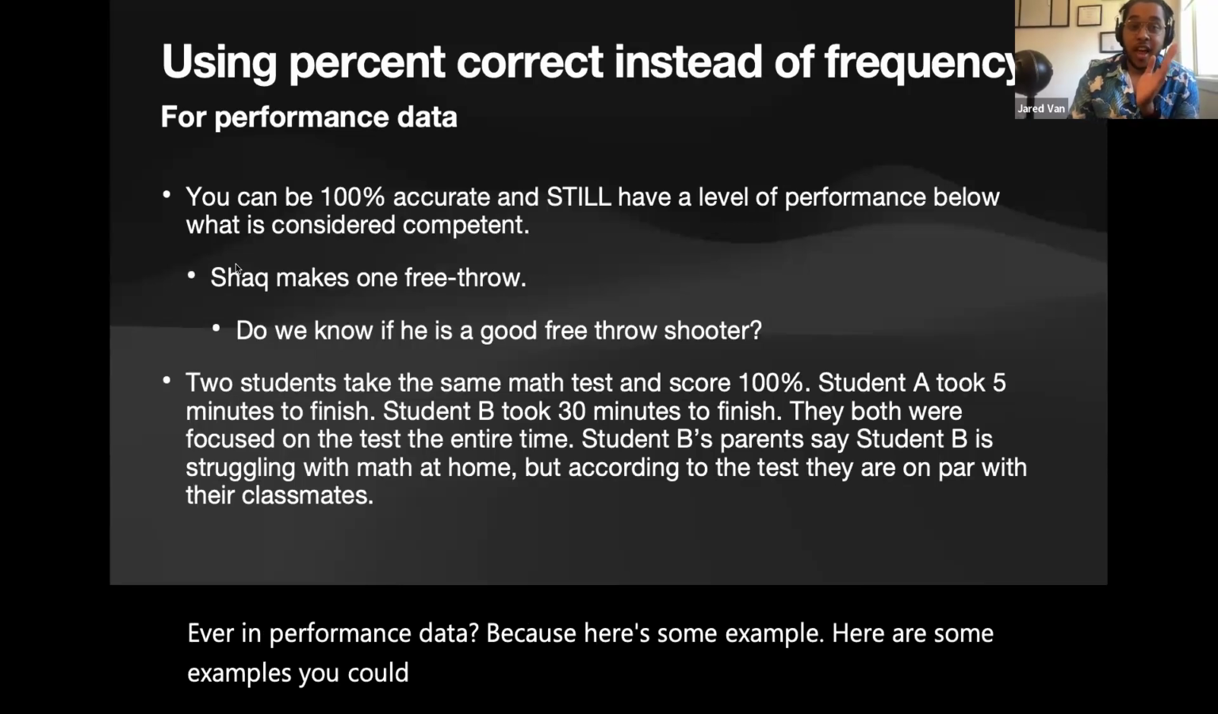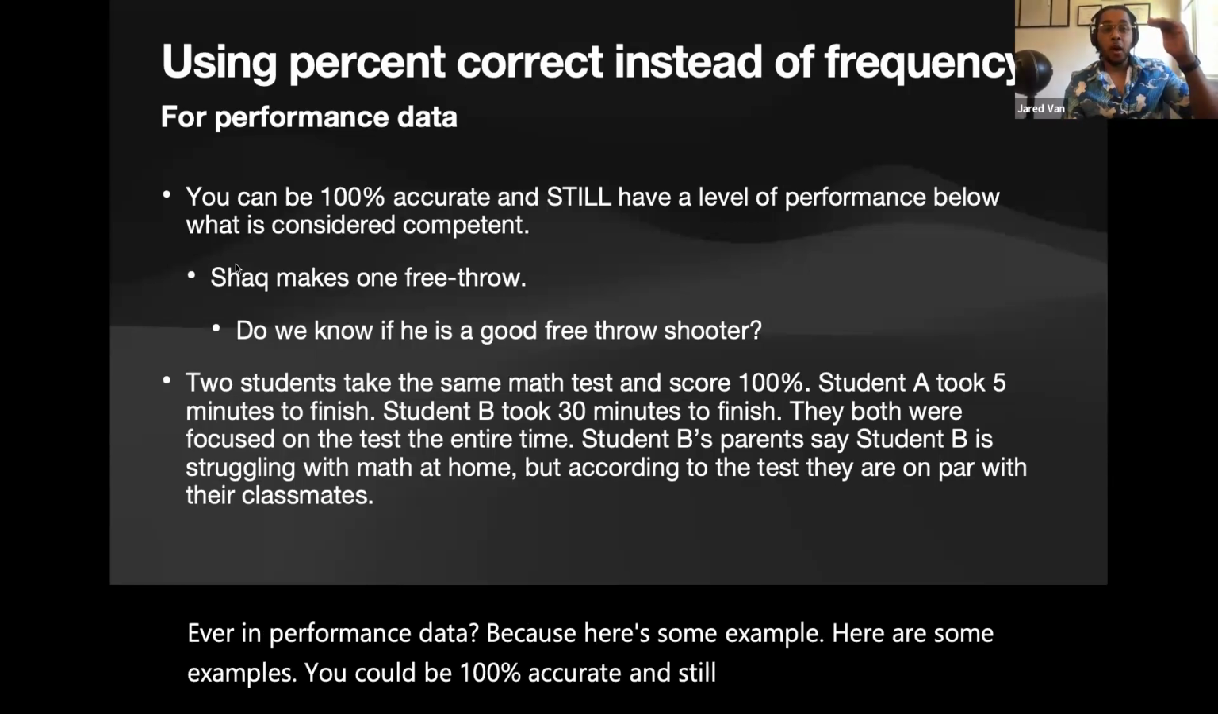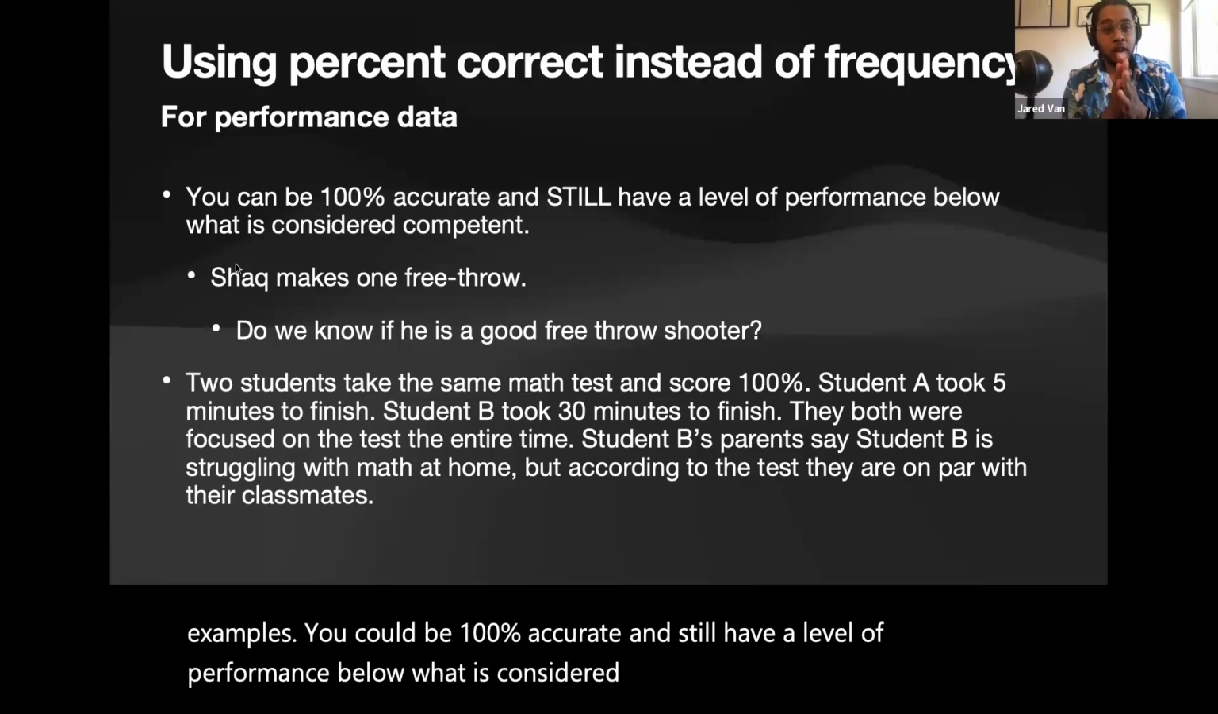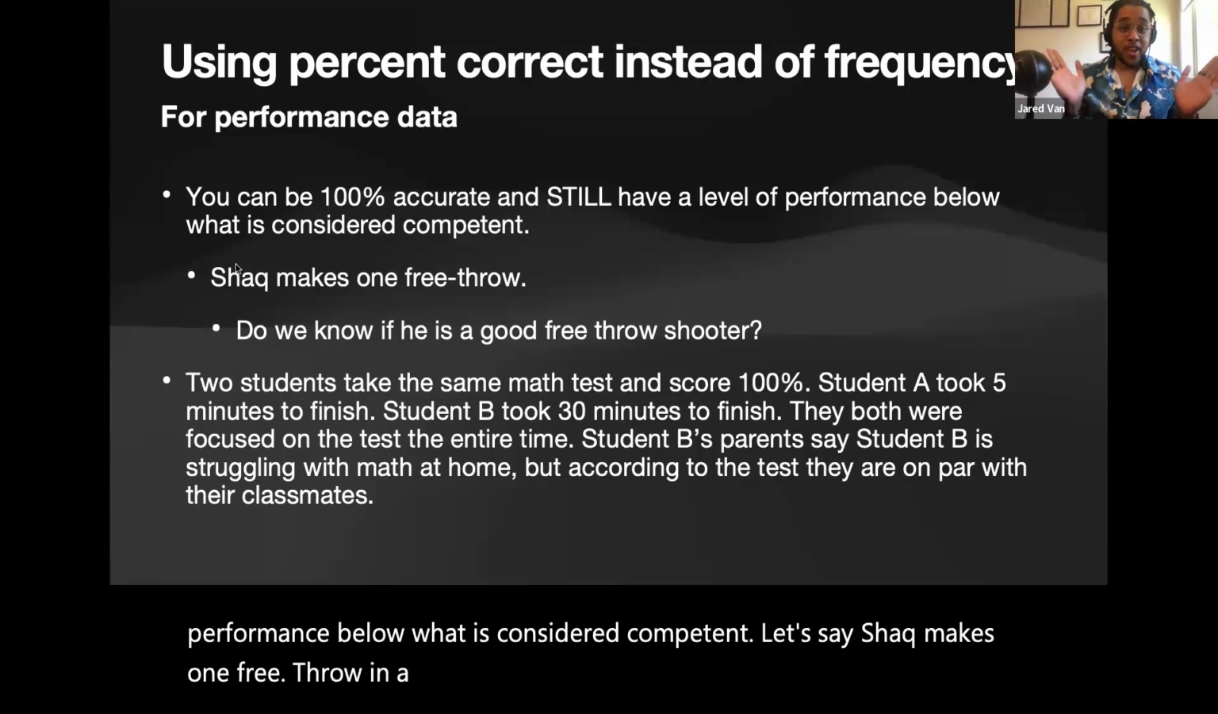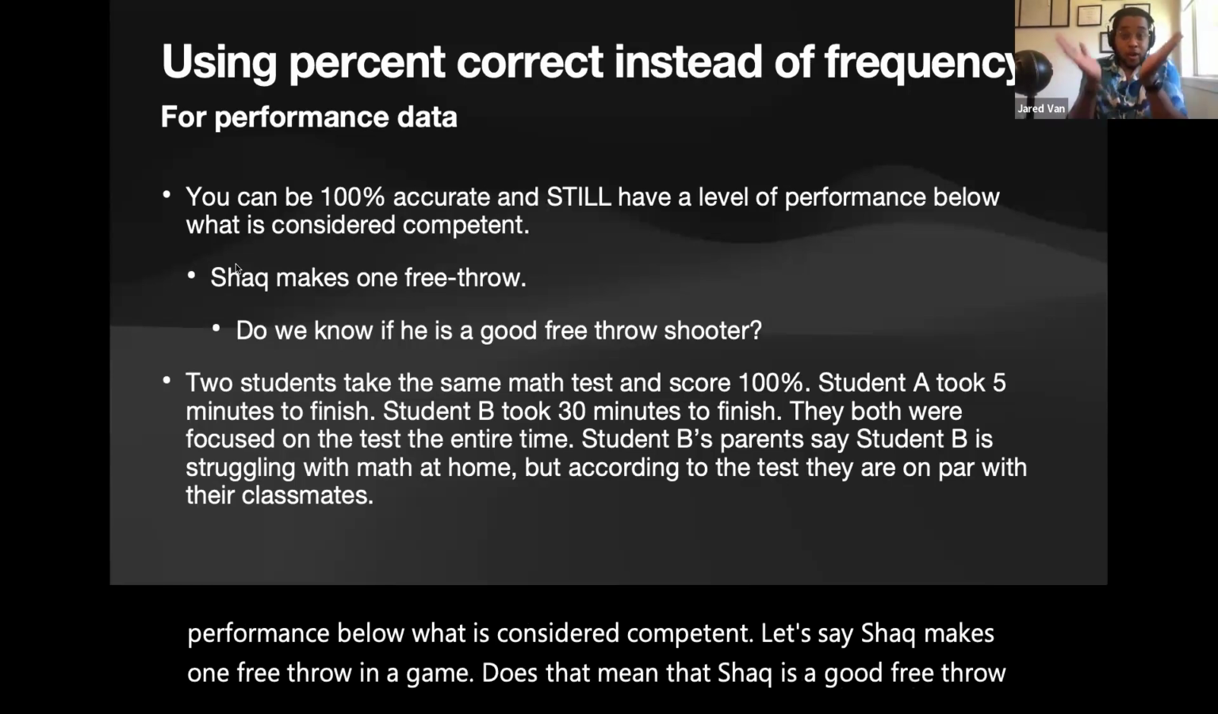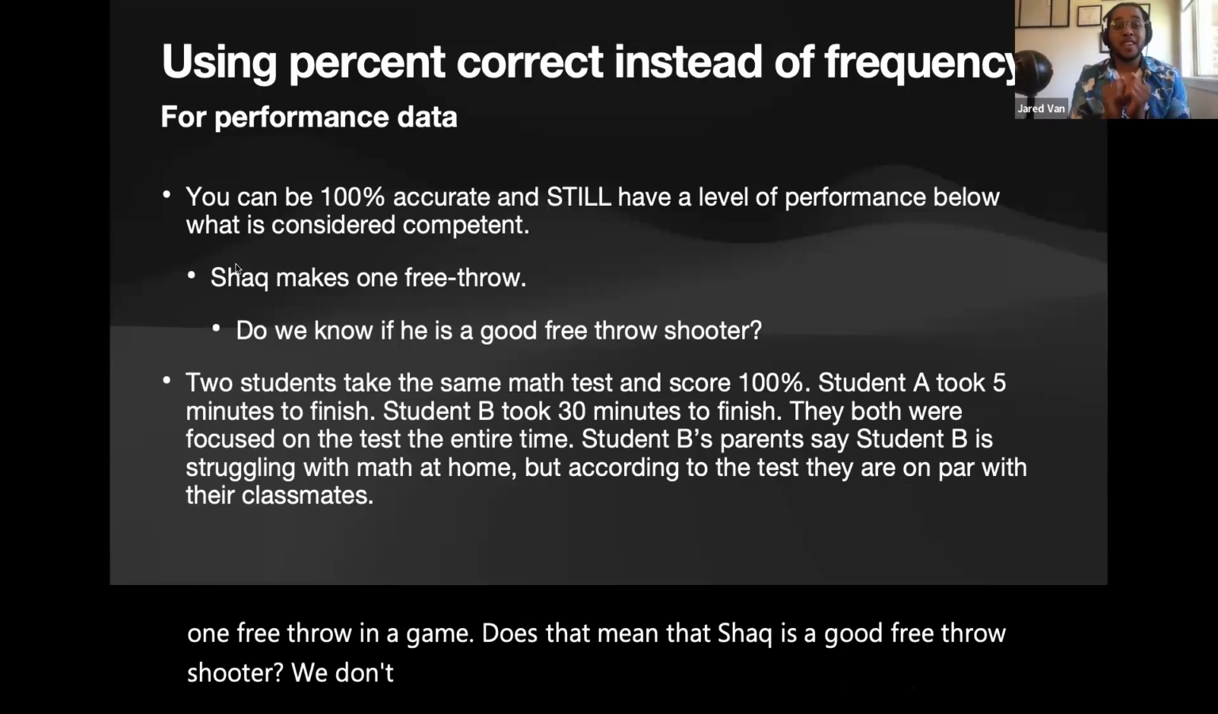You could be 100% accurate and still have a level of performance below what is considered competent. Let's say Shaq makes one free throw in a game. Does that mean that Shaq is a good free throw shooter? We don't know because percent is hiding the real data.